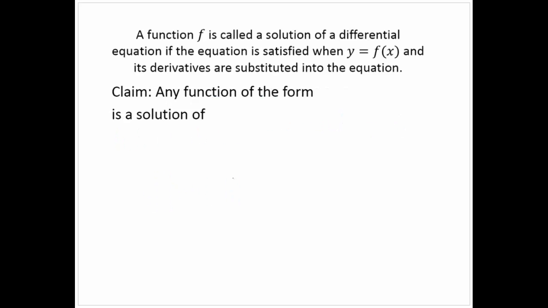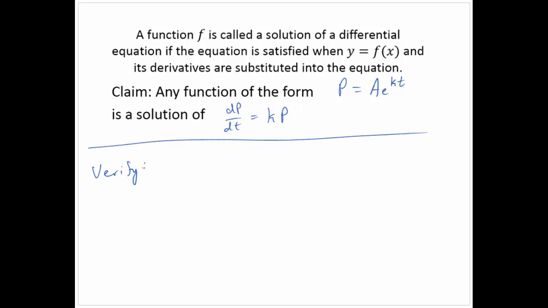So a function f is called a solution of a differential equation if the equation is satisfied when y equals f of x and its derivatives are substituted into the equation. So here's a claim based on the previous exercise. Claim: any function of the form p equals a e to the kt is a solution of dp dt equals kp. So that's my claim. Now I need to verify this claim. So let's verify it.